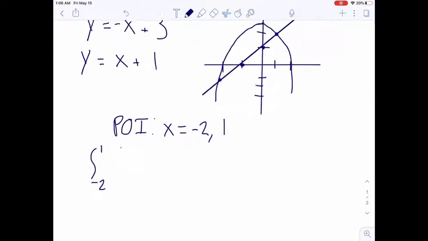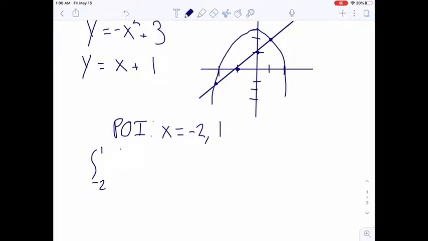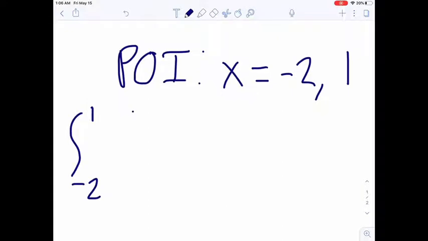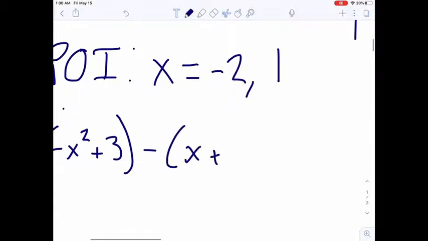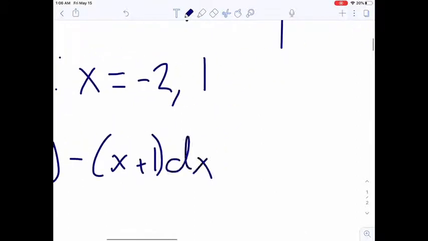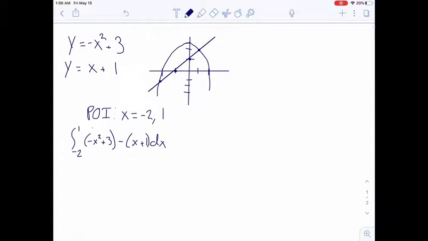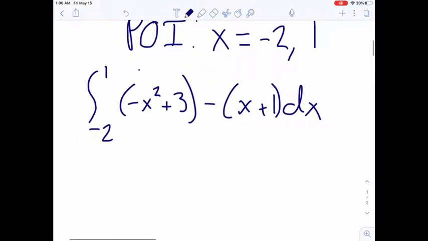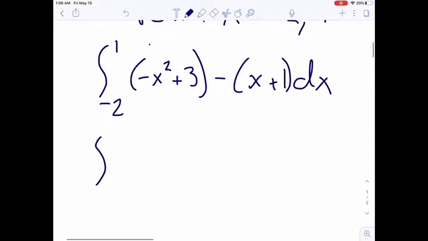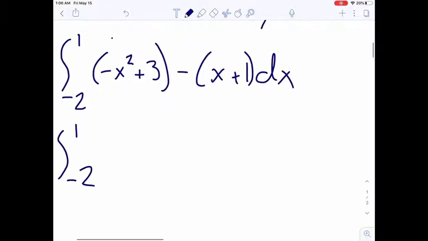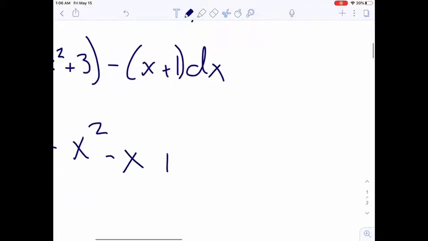From here, you take the equation of the top function minus the equation of the bottom function. So set that up: negative x squared plus 3, minus x squared plus 1, dx, because we're integrating with respect to x. The next step is to simplify that a little bit, make it a little cleaner. Then we get negative x squared minus x plus 2 dx.